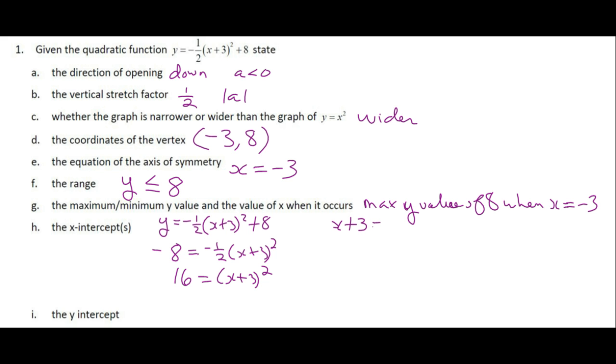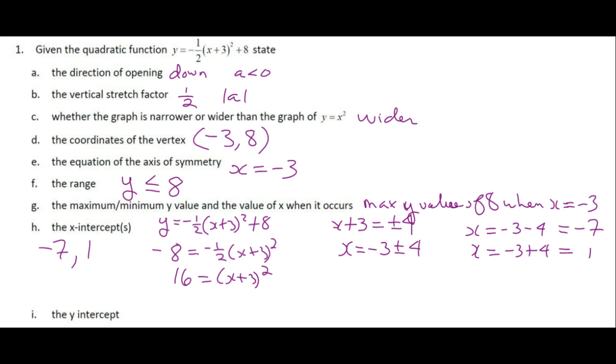So x plus 3 is equal to plus or minus 4. I just reverse the sides and take the square root of both sides. And then x is -3 plus or minus 4. So x is -3 minus 4, which is -7, and x is -3 plus 4, which is 1. So the x-intercepts are -7 and 1.